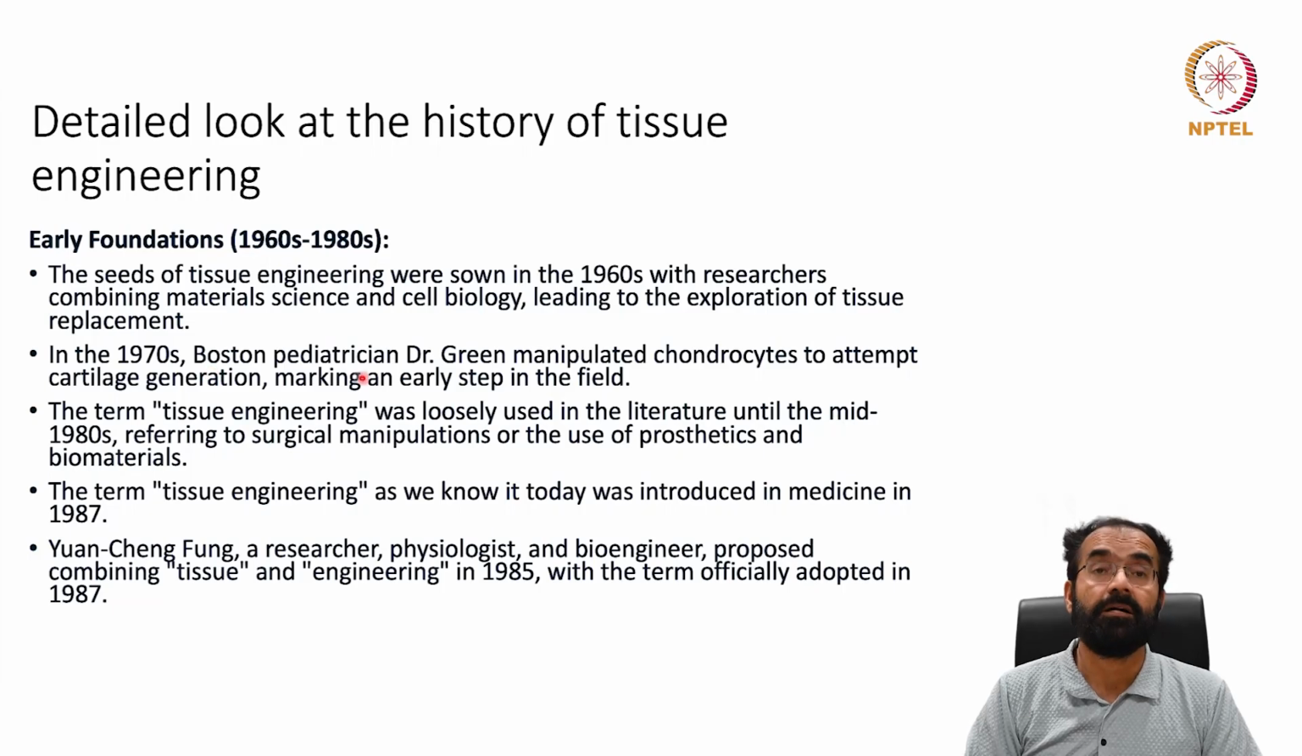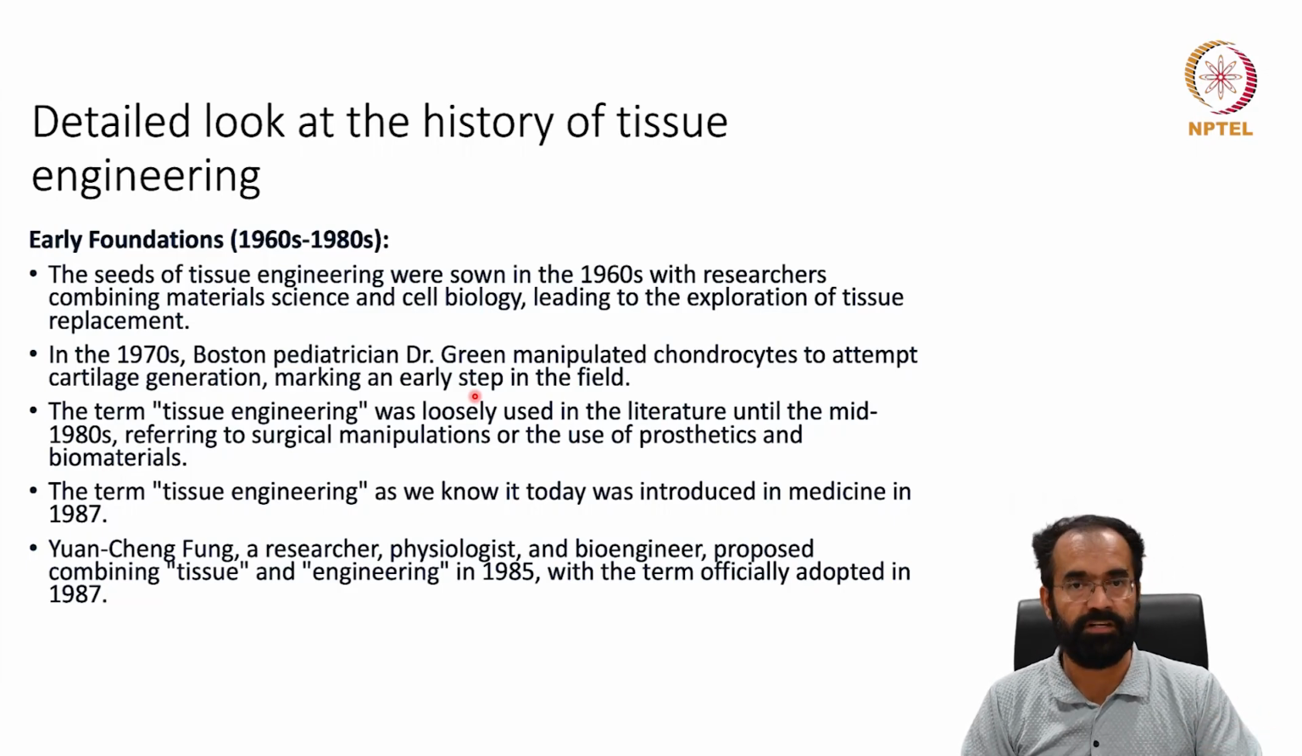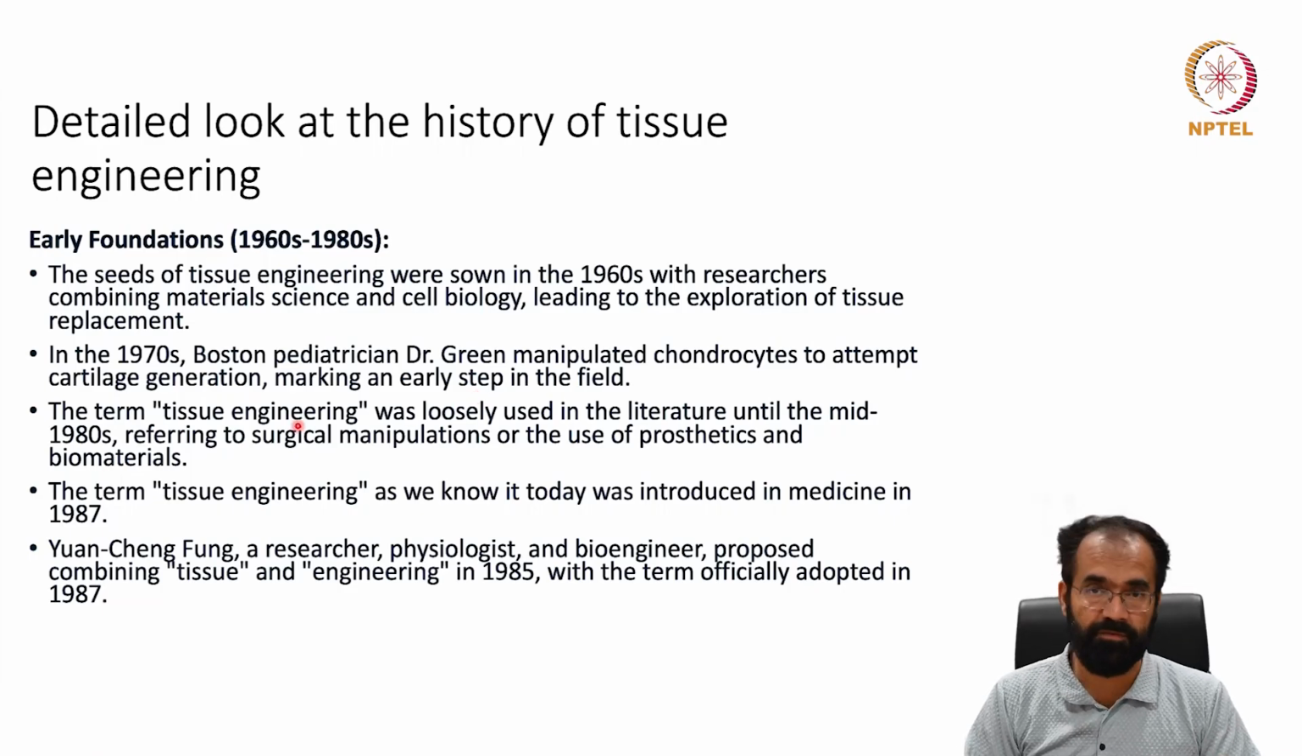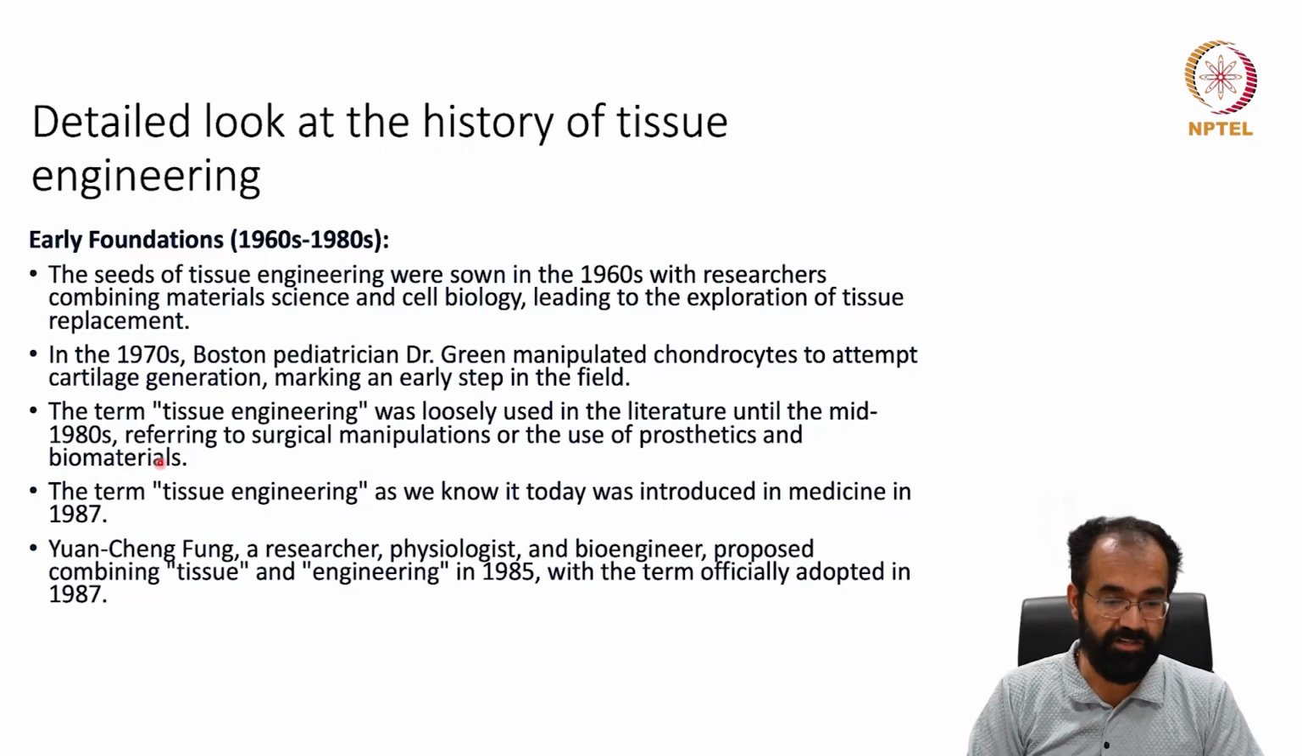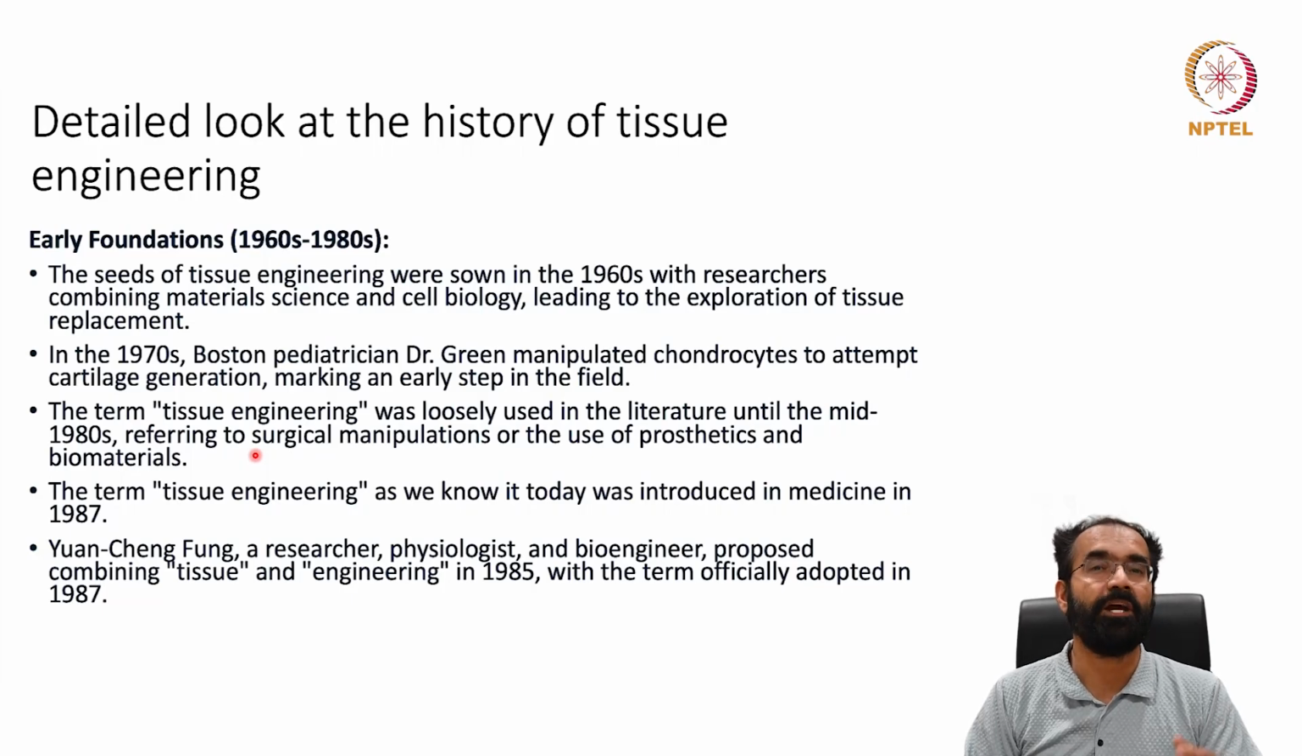In the 1970s, Boston pediatrician Dr. Green manipulated chondrocytes to attempt cartilage regeneration, marking an early step in the field, because bones were among the earlier tissues where people worked a lot on fixing damage, since many people suffer from fractures. The term tissue engineering was loosely used in literature until the mid 1980s, referring to surgical manipulations or the use of prosthetics and biomaterials. So they were biomedical engineering rather than tissue engineering.